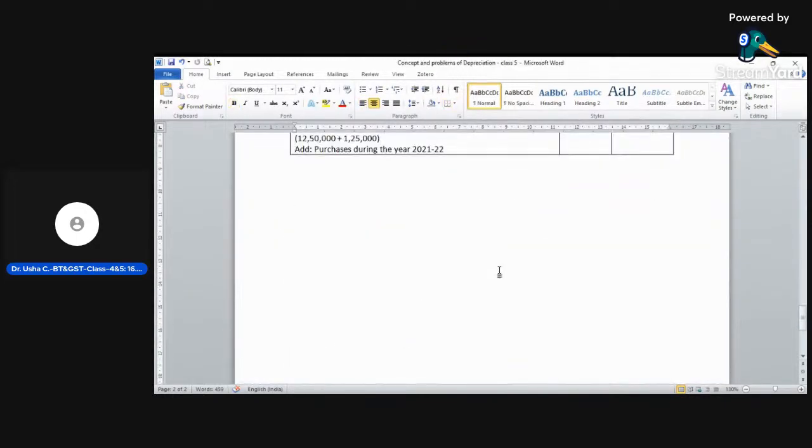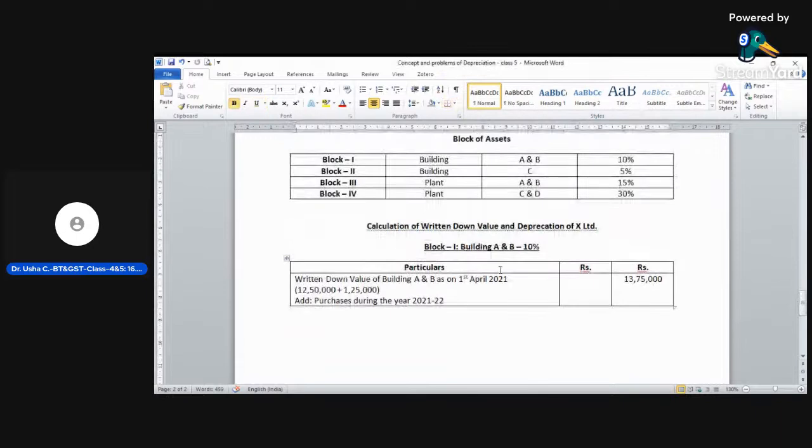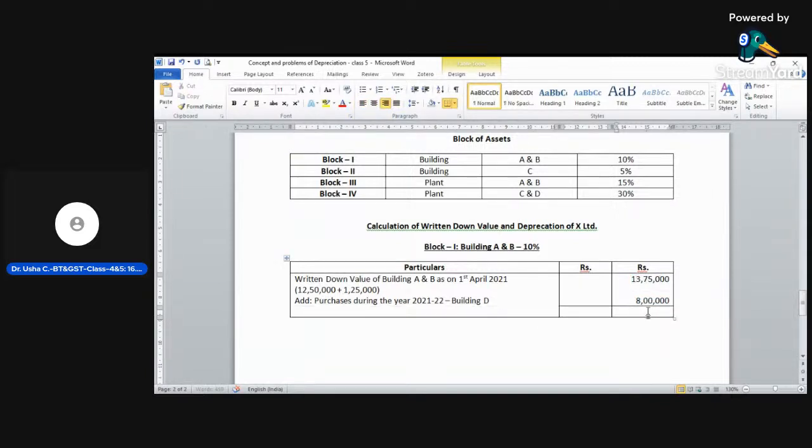Let us add the assets purchased during the year, that is building D. What is the amount? 8 lakh. Add it and tell me the total. 13,75,000 plus 8 lakh. It is 21,75,000.